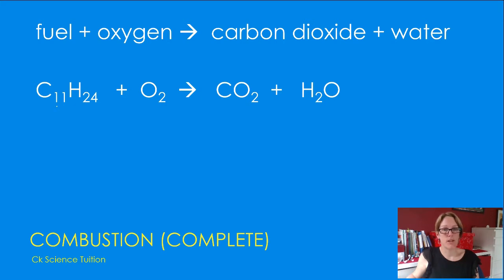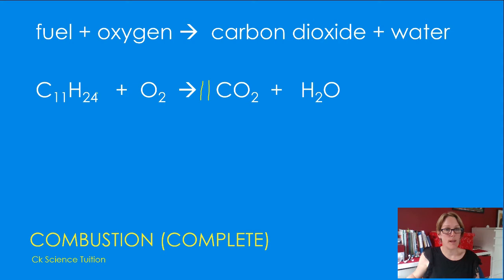So let's look at the numbers, and what we're going to do is balance the right hand side first. There's no specific order to balancing equations. If you start with the oxygen, it's going to be too difficult. So I know that all of the carbon goes into carbon dioxide and that each carbon dioxide molecule contains one carbon. So if I have 11 carbons in my hydrocarbon, then I will have 11 carbon dioxide molecules.